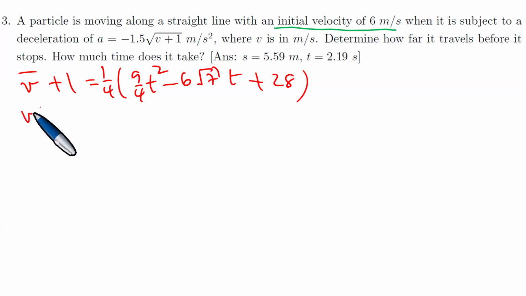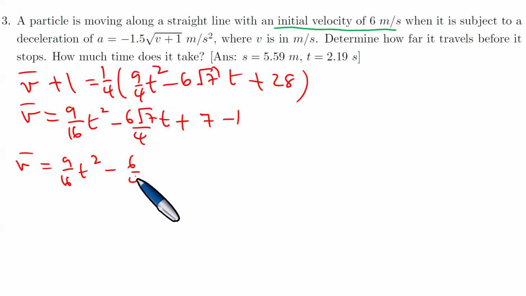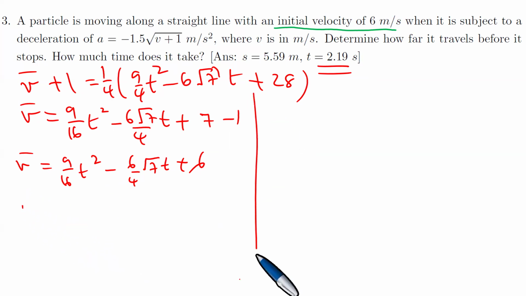And then you can say v bar equals, okay, multiply through by the 1/4. 4 by 4 is 16, t squared. 6 times the square root of 7 divided by 4, t, plus, if you divide 28 by 4, you get 7, but you subtract 1. 9 over 16 t squared, 6 over 4 the square root of 7 t plus 6. Right, if you take t equals that, okay, this is velocity. You see? Oh, yes. Yeah, I think that's the reason.